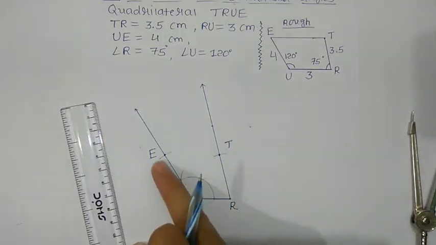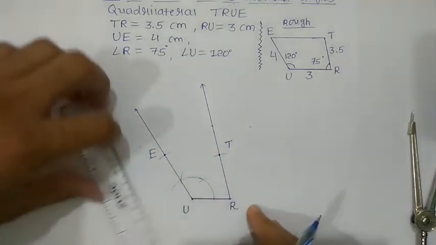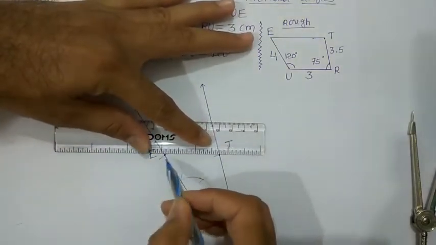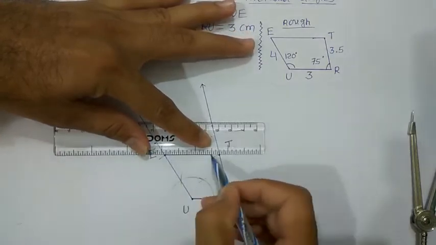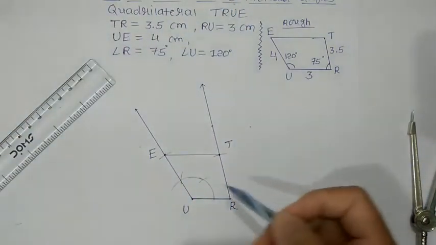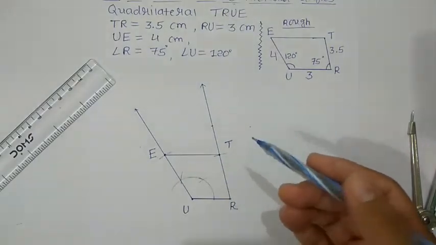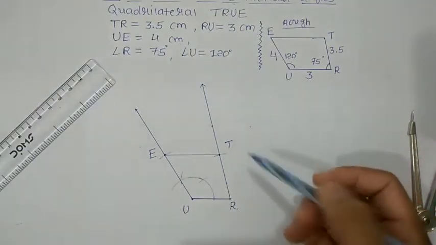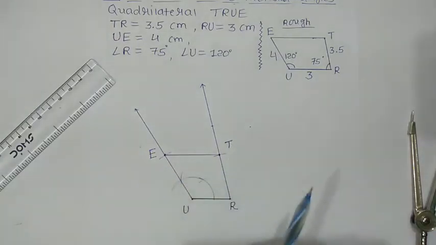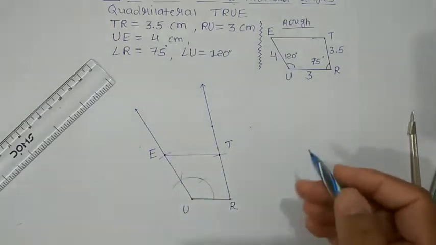Now we have the E point, we have the T point. Now join these 2 points, E and T, right? Whenever we join these 2 points, our quadrilateral is completed. Okay, so this is our required quadrilateral TRUE.